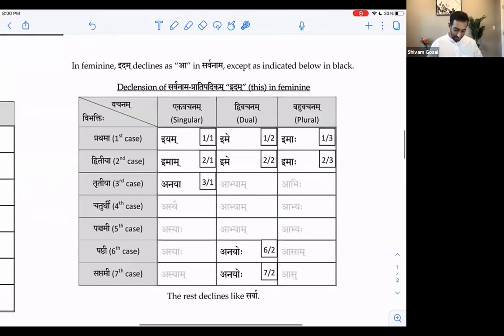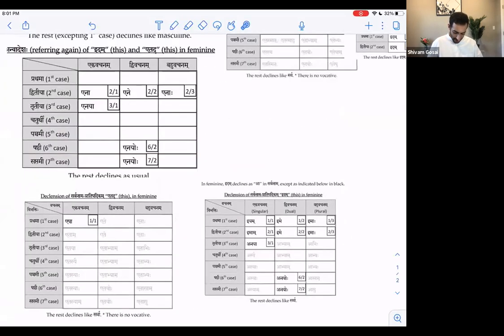Looking at idam in feminine, let's chant this together. Iyam, ime, imaha. Imam, ime, imaha. Anaya, abhyam, abhihi. Asyai, abhyam, abhyaha. Asyaha, abhyam, abhyaha. Asyaha, anayoho, asam. Asyam, anayoho, asu. So it's not instead of, but when I'm using Anvadesha: imam, we have ena; ime, ene; imaha, enaha; anaya, enaya; anayoho, we have enayoho.